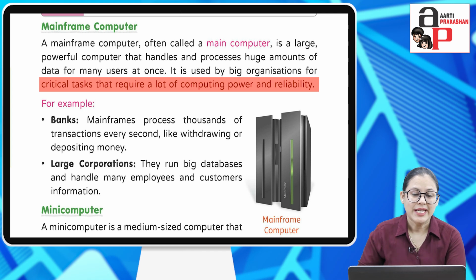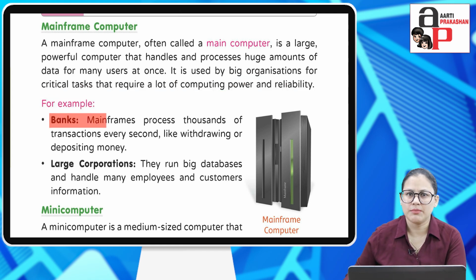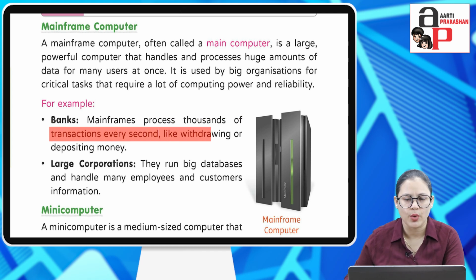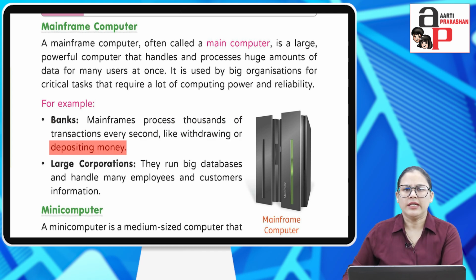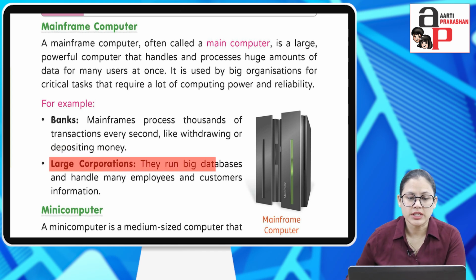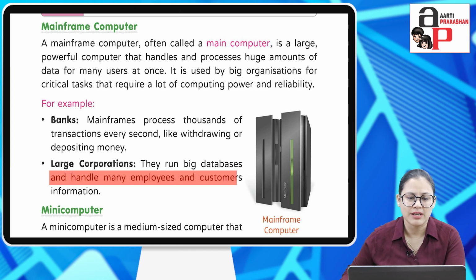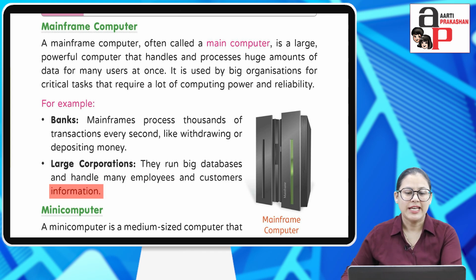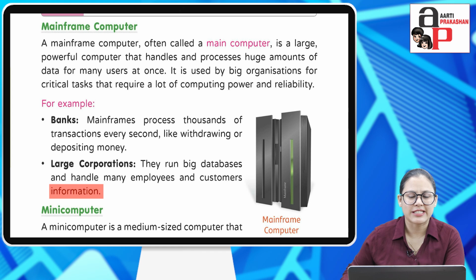Okay, for example, banks. Mainframes process thousands of transactions every second, like withdrawing or depositing money. Imagine in a day, there are so many withdrawals and so many deposits in a particular bank. All these things are done by mainframe computers. Large corporations run big databases and handle many employees' and customers' information. That's why a mainframe computer is needed in a large corporation, right?